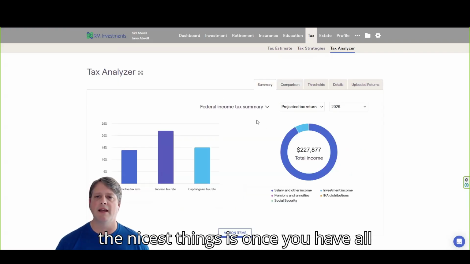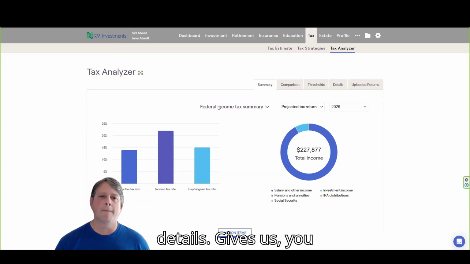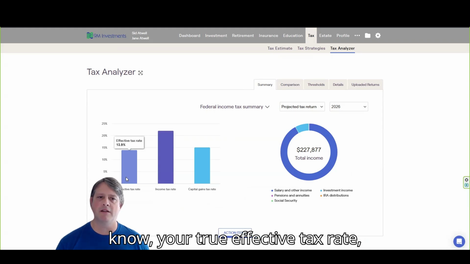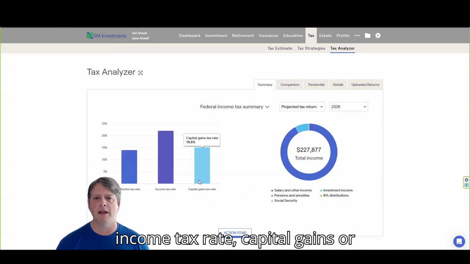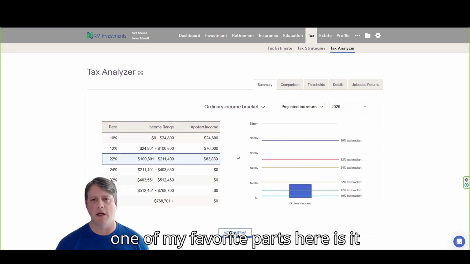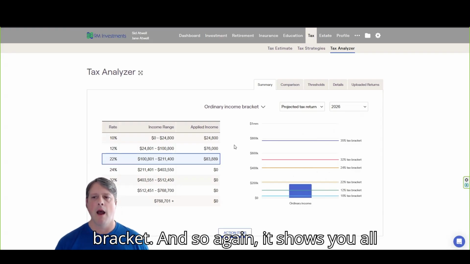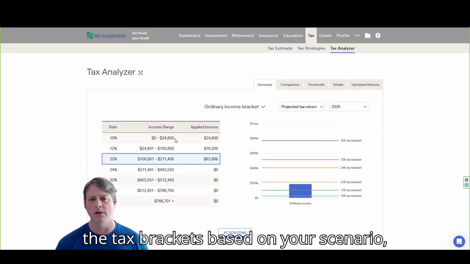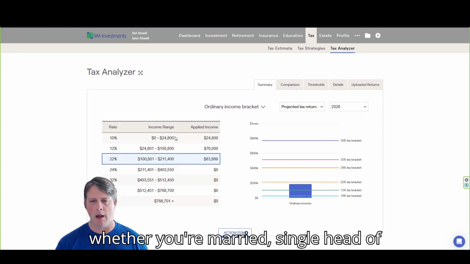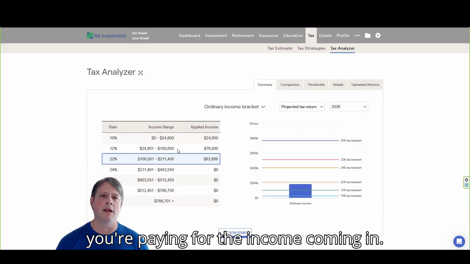But one of the nicest things is once you have all this uploaded and go through details, it gives us your true effective tax rate, income tax rate, capital gains, anything that you had. And then one of my favorite parts here is it also gives you your ordinary income tax bracket. And so again, it shows you all the tax brackets based on your scenario, whether you be married, single, head of household, all the different things, but shows you what you're paying for the income coming in.